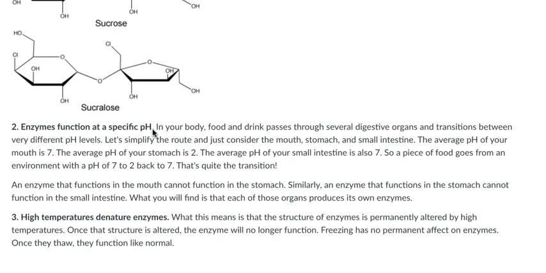So an enzyme that works in the mouth and in the esophagus will stop working in the stomach. Something that worked in the stomach will stop working when you get to the intestines, because again, you're going from a pH of 2 to 7. So in those areas, you're going to either have to release new enzymes, or digestion of whatever that substrate is cannot occur in that place.